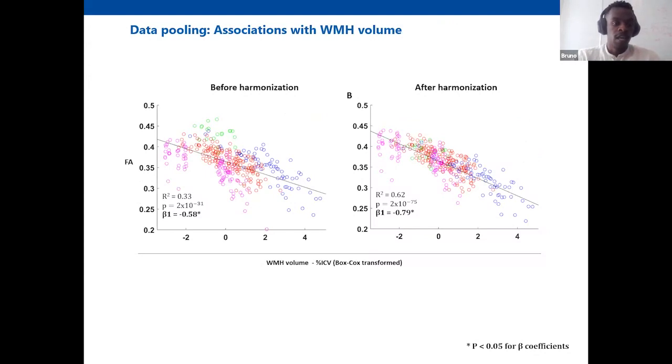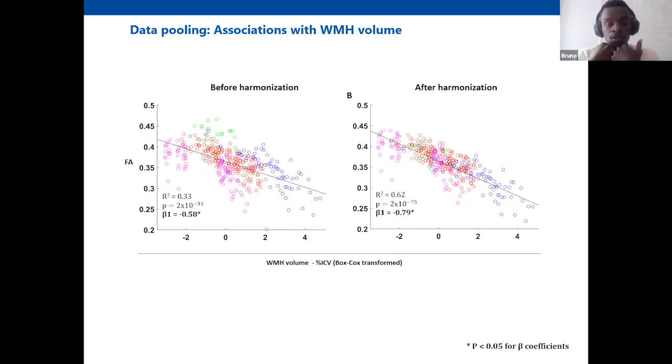If you notice here on the left panel, we have the results before harmonization. And even though this association is still very strong, still very significant, you can see that we have some loss of explained variance. This is because data points from different sites are clearly clustered in separate clouds due to these systematic differences across sites. But after harmonization, the data actually behaves as single site data. And we're able to explain much more variance in FA with higher statistical power.